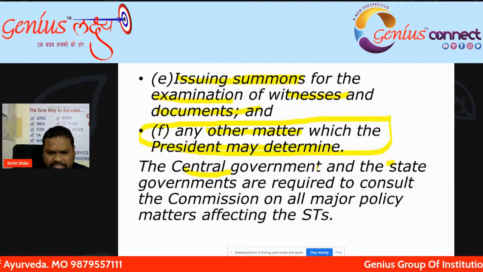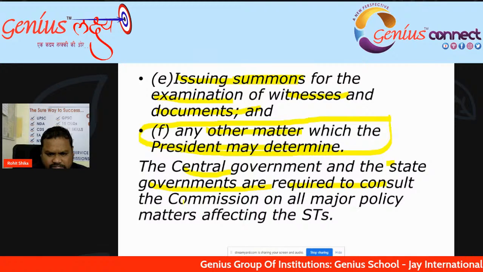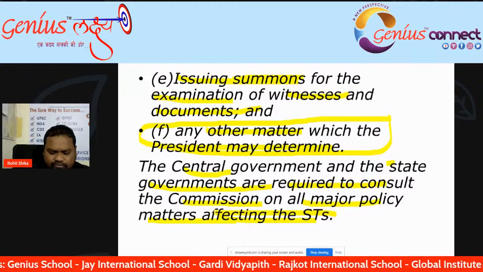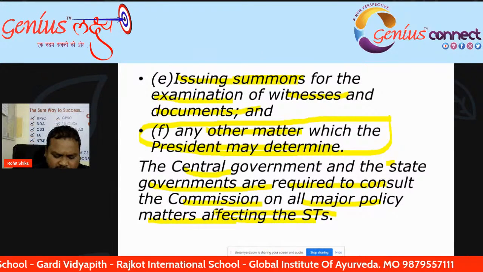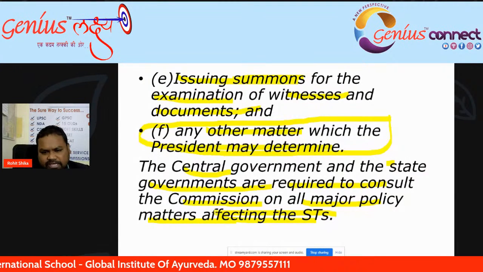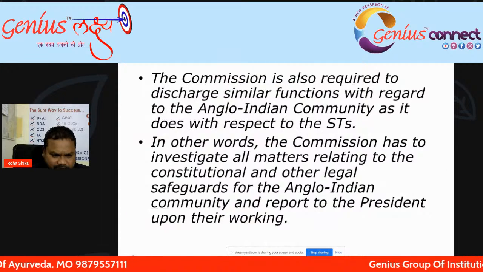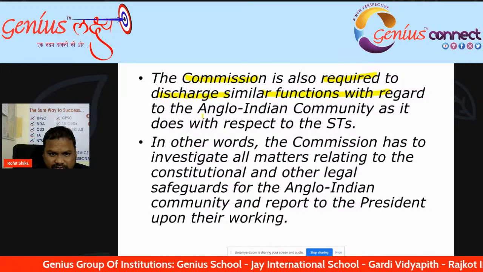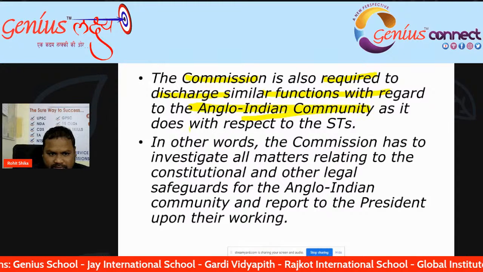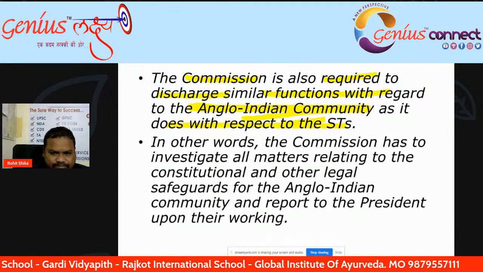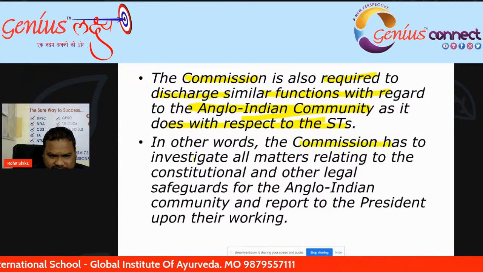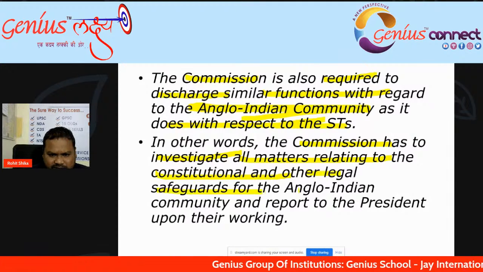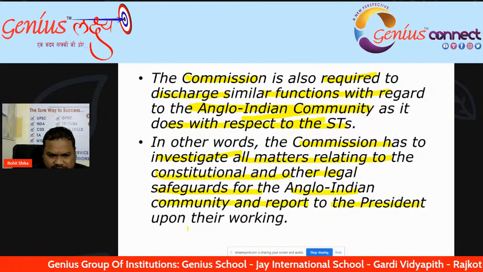The central government and the state governments are required to consult the commission on all major policy matters affecting STs. So whenever the central government and state government make policy for the scheduled tribe people, the government consults the National Commission of STs. Also, the National Commission of ST is required to discharge similar functions with regard to the Anglo-Indian community as it does with respect of STs. In other words, the commission has to investigate all matters relating to the constitutional and legal safeguards of the Anglo-Indian community and report to the president upon their working.